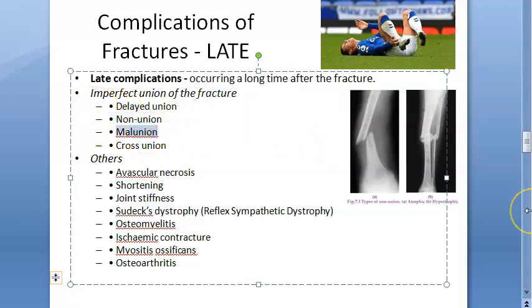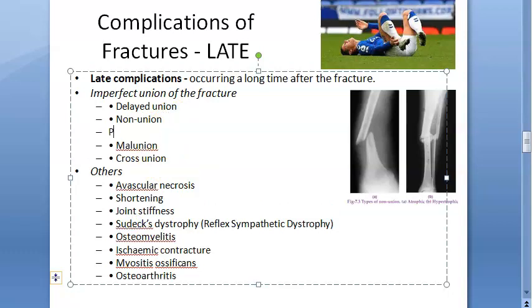There could be a malunion. It is not united properly, or there could be a cross-union. There are so many terminologies here. Actually, a non-union can be because of a pseudo-union. That is, it is not united correctly. Pseudo-joint forms. That will be called pseudo-arthrosis. So all this can happen. You are waiting for the fracture to unite, but it is not. So you don't know whether it is a delayed union or a non-union. Usually, after 6 months, they will say it's non-union.